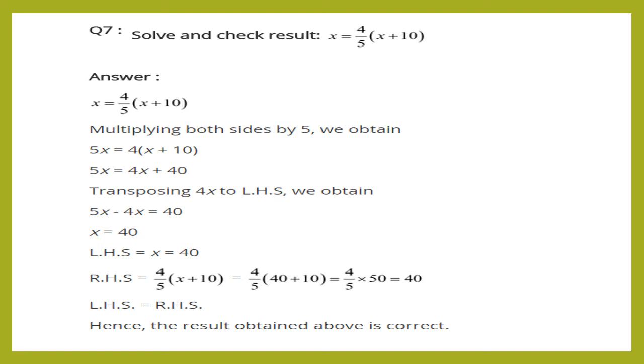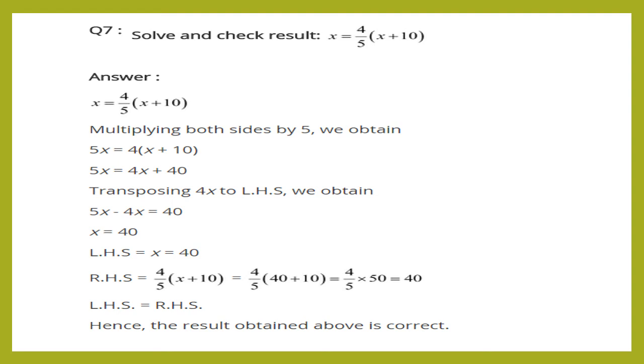And transposing this plus 4x to the LHS, it becomes 5x minus 4x is equal to 40. In 5x, 4x goes, we'll get x, which is equal to 40. See here, the LHS term has only x now. The x value is 40.